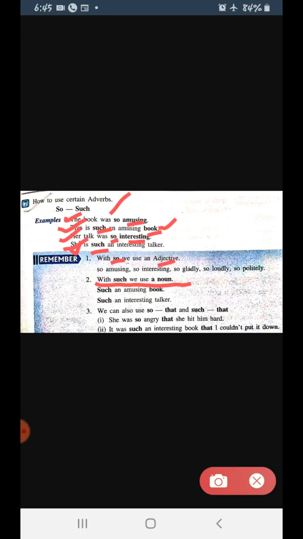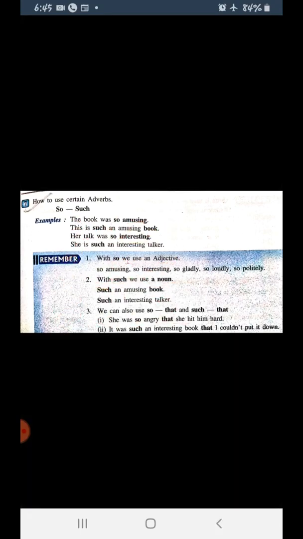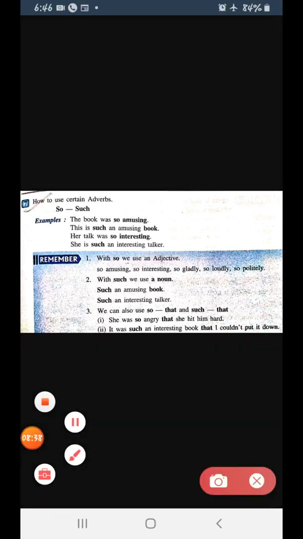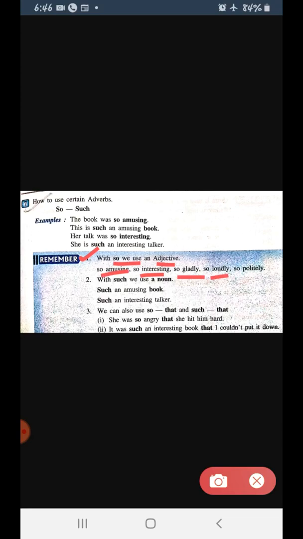Now see again. With so, we use an adjective. So amusing, so interesting, so gladly, so loudly, and so politely. Number 2. With such, we use a noun. Such an interesting book. Such an interesting talker.